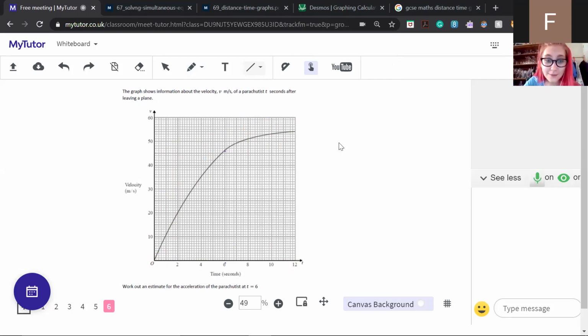Someone said in physics, the tutor said to use a tangent. Perfect. Yeah, the tutor's agreeing. So we do a tangent to this curve.